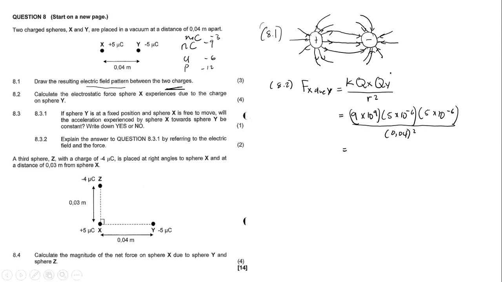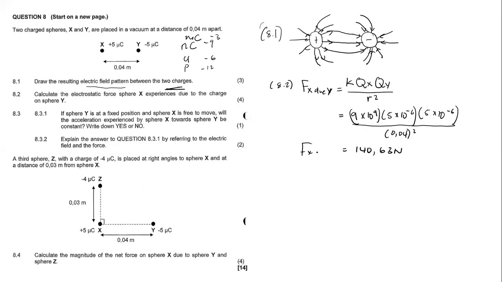And therefore we punch this on our calculator. We have 9 times 10 to the power positive 9, multiplied by 5 times 10 to the power negative 6, multiplied by 5 times 10 to the power negative 6 once more, divided by 0.04 to the power of 2. And then we get that our final answer will be 140.6 newtons. It's newtons, it's a force, okay? This type of force is called electrostatic force.